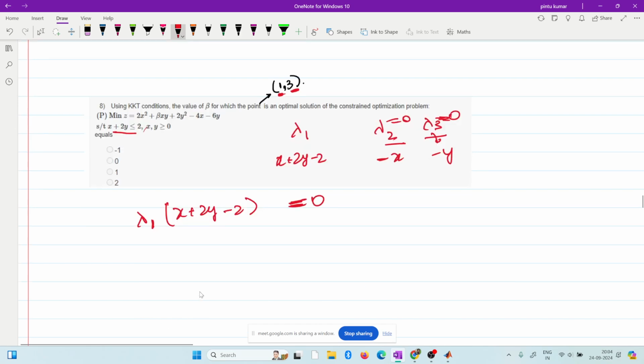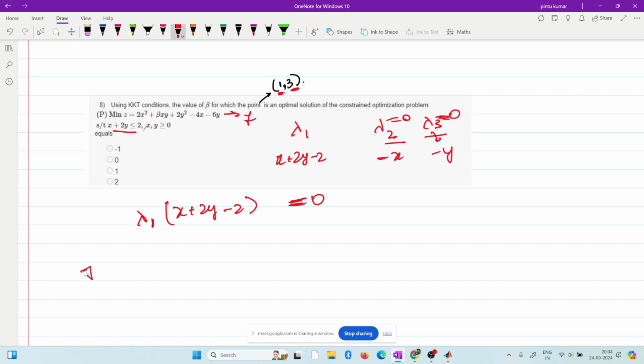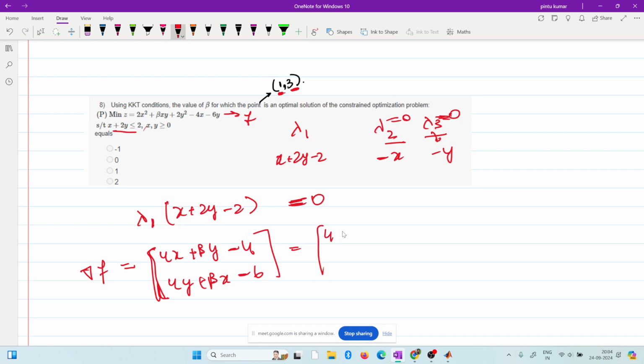And let's call this f. Then gradient of f is nothing but 4x plus beta y minus 4, and this is 4y plus beta x minus 6. And evaluated at this particular point, it is nothing but 4 plus 3 beta minus 4. So this is 12 plus beta minus 6. So this is 3 beta and beta plus 6. Okay, this is the gradient.